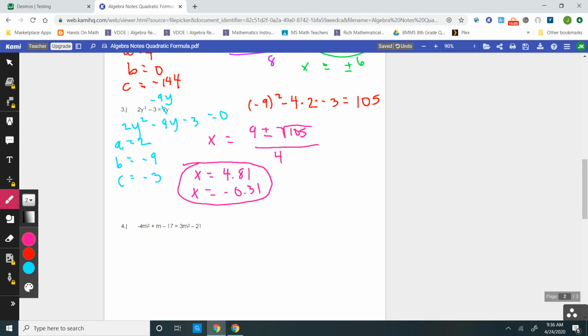And so like I was saying before with the Casios, you'll have to type the numerator, just make sure you press equals before you divide by 4. And then you'll have to retype 9 minus the square root of 105 equals and divide by 4 there.